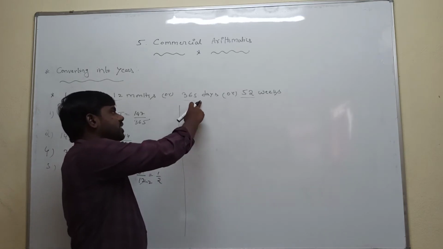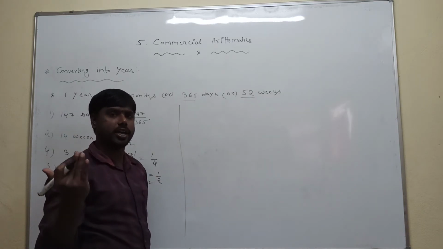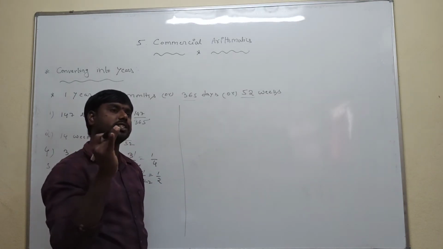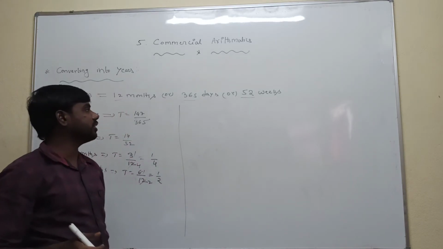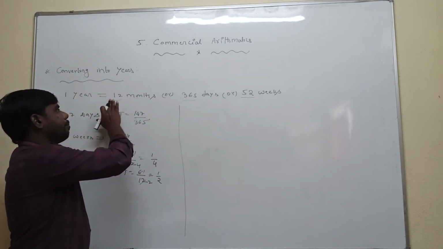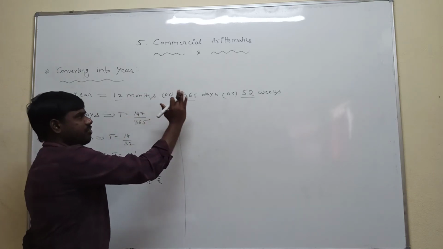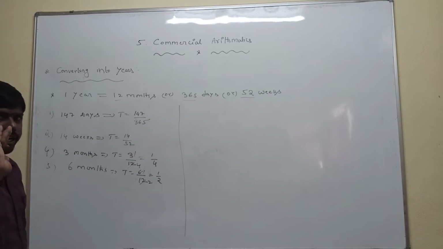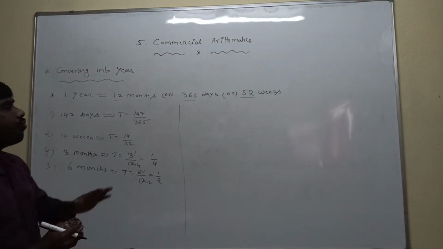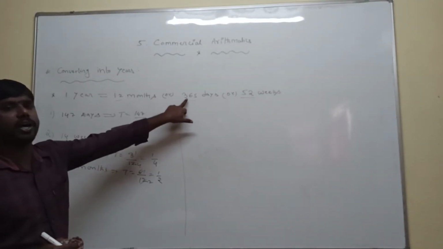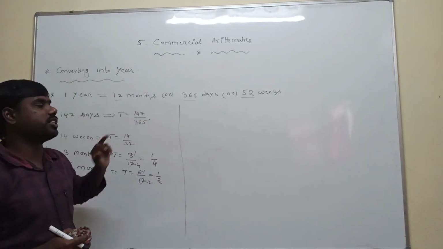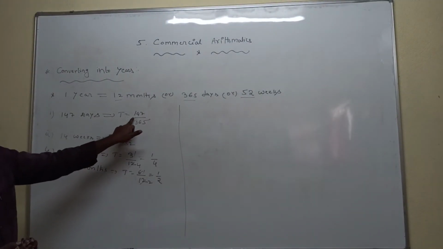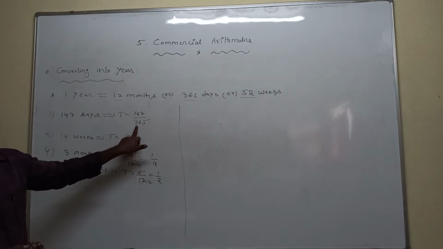366 days also exist, but 366 is nothing but a leap year, so they are not taking that one. For 1 year, 12 months or 365 days or 52 weeks. First one, 147 days to convert to the year: 147 divided by total days per year, 365. So time is equal to 147 divided by 365.